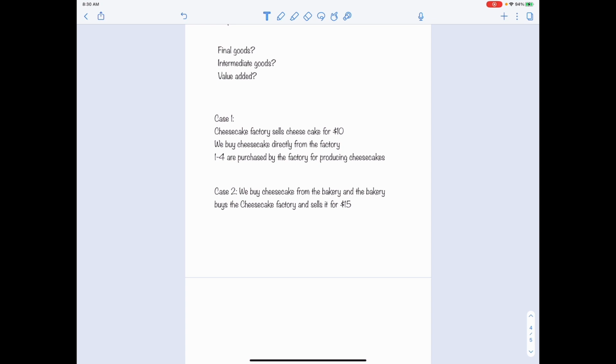And how much is the value added for the bakery? Given that the cheesecake is the product purchased by the bakery, and the bakery puts it into its package of the services that they provide, the value added for the bakery is the total market value of the goods, which is the $15 they sell the cheesecake for, and the intermediate good value is $10, which is the value they pay for the cheesecake from the factory. The value added for the bakery is 15 minus 10, which equals 5.